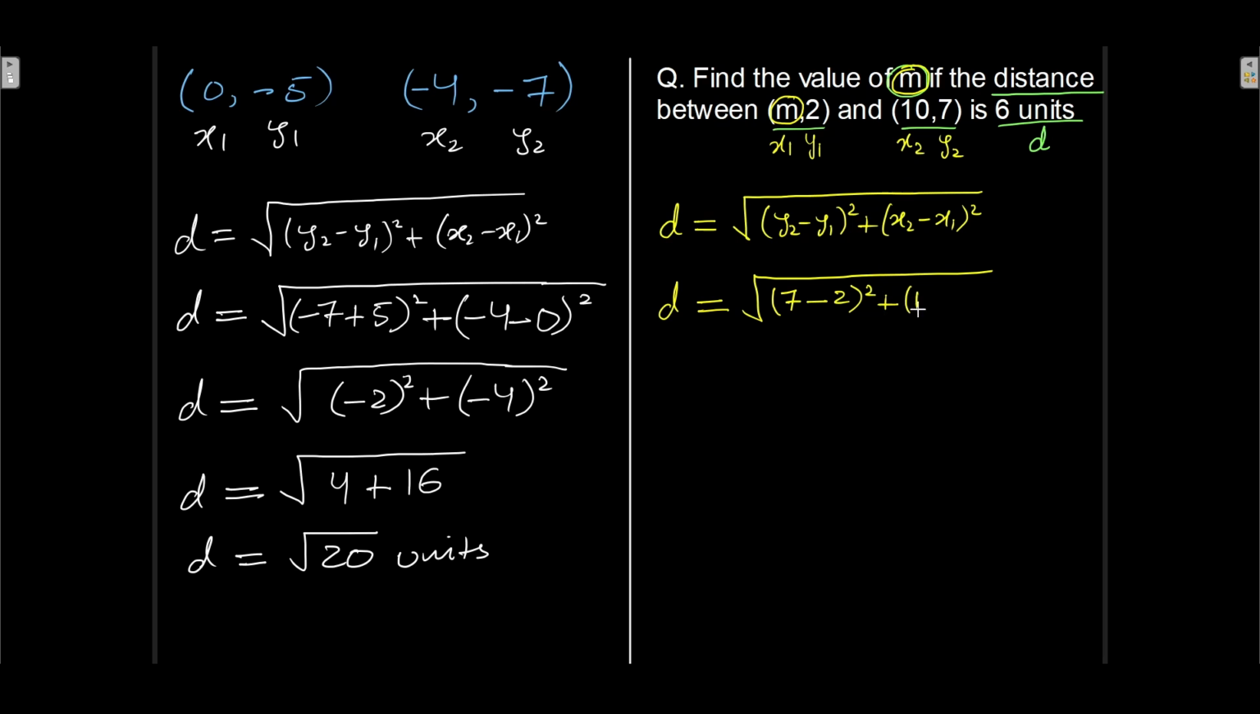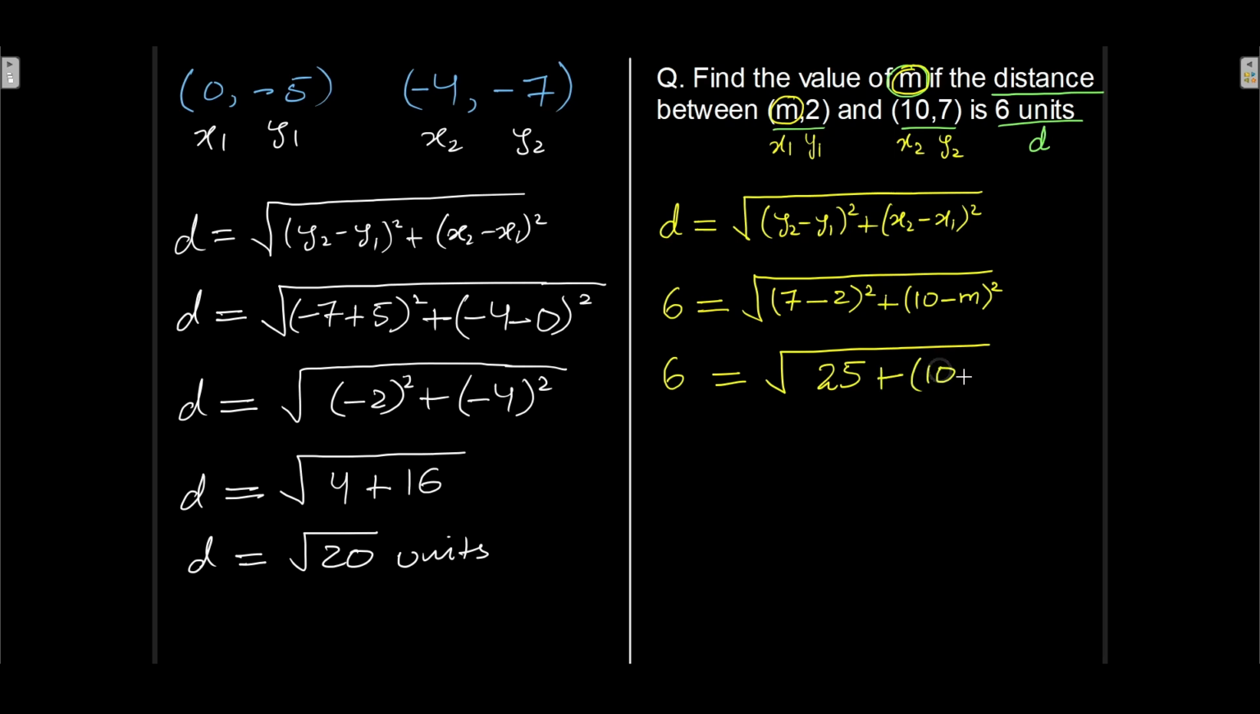the value of x2 is 10 and the value of x1 is m, whole squared. And I can see that the distance d is 6 units. So instead of writing this d, we can simply write 6 over here. Now, just to make my calculations simpler, I can simplify this. So 6 is equal to the root of 7 minus 2 whole squared. 7 minus 2 is 5. 5 whole squared is 25.